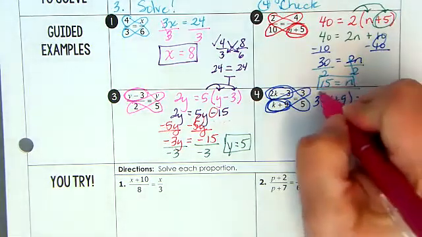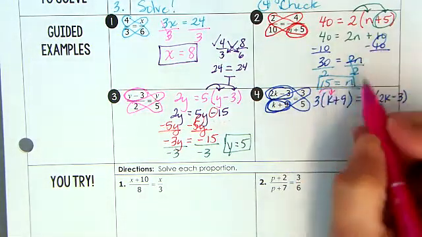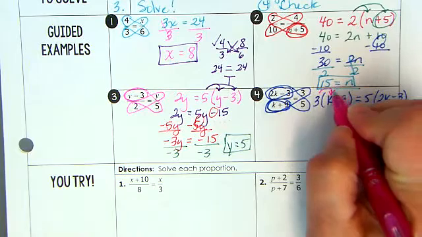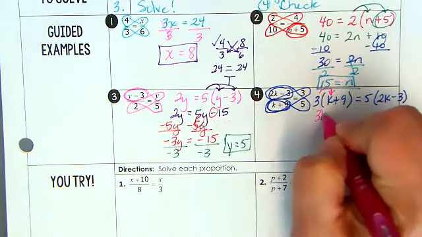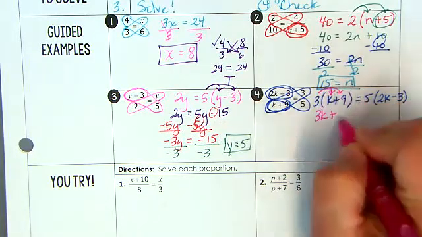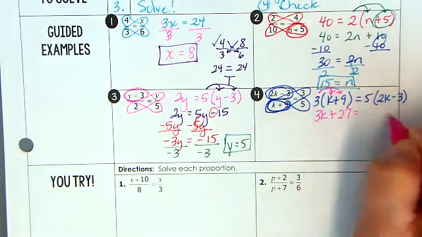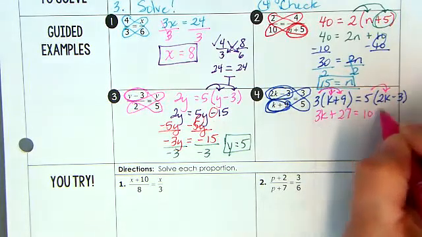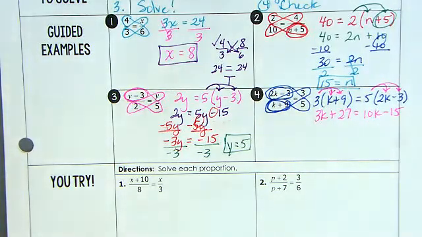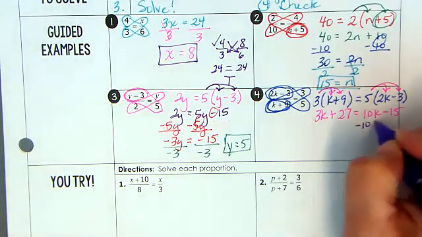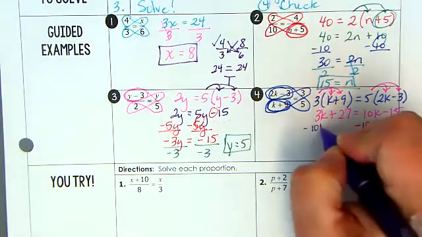And now we distribute. Three times k, that's going to give me 3k plus 3 times 9, which is 27, equals 5 times 2k, which is 10k. 5 times negative 3 is a negative 15. And now we got to decide which way I want to put the k's, which way I want to put the constants, the letters and the variables. I always like to put the letters on the left, so I'm going to subtract 10k from both sides.